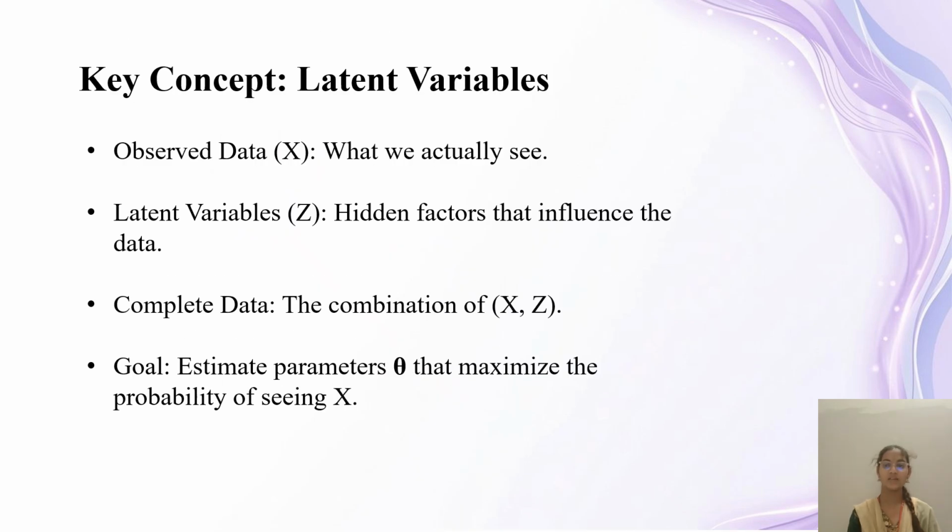Now coming to key concepts, that is latent variables. In latent variables, we have observed data, denoted by X, what we actually see, and the latent variables, denoted by Z. Hidden factors that influence the data are represented by Z. And the complete data is a combination of observed data and the latent variables, that is X comma Z. Now, the goal is to estimate parameters θ that maximize the probability of seeing X, the observed data.